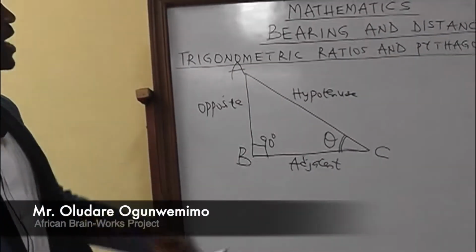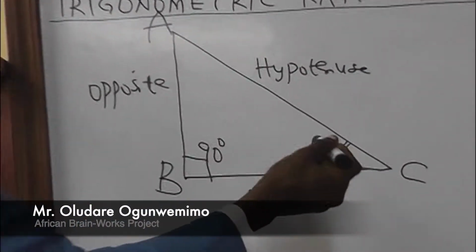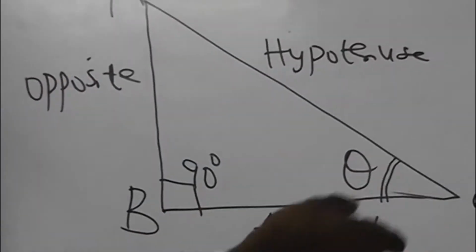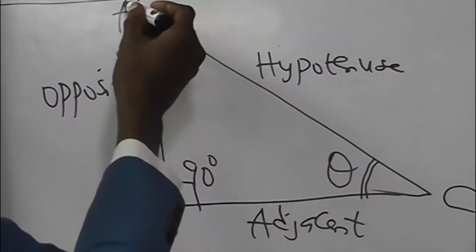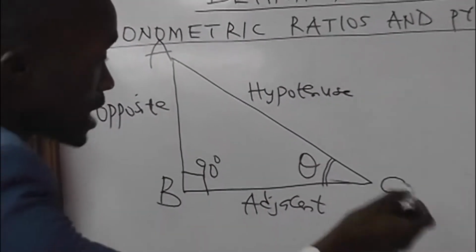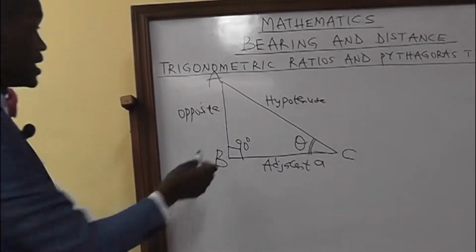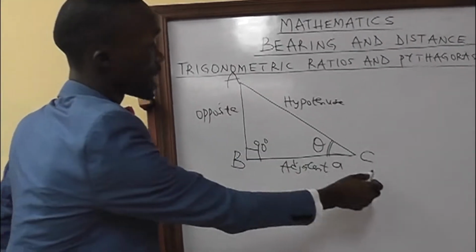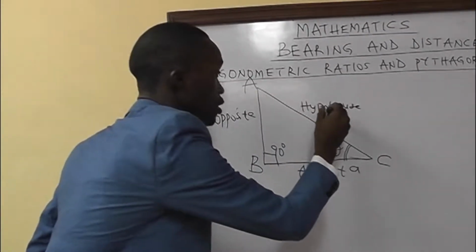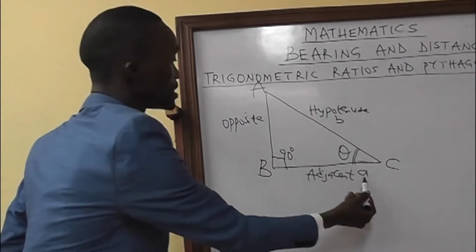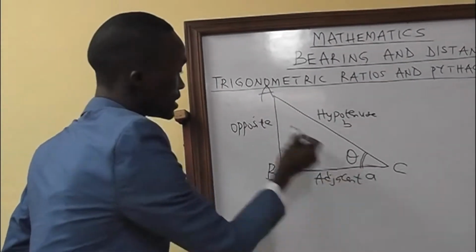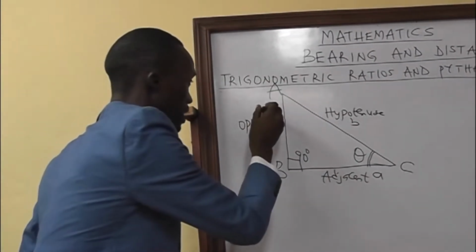Now, I said earlier that we use small letters to represent the side that is facing an angle. So this is angle A, and this is the side facing angle A. I will represent that one with small a. Then this is angle B, and this is the side facing angle B. I will represent that one with small b. And this is angle C, and this is the side facing angle C.